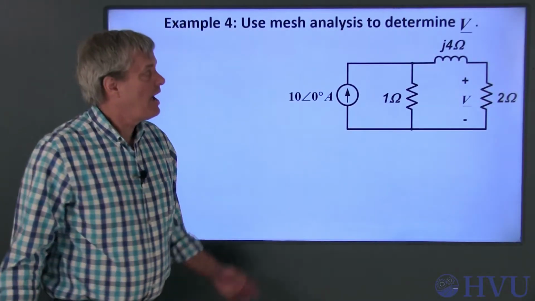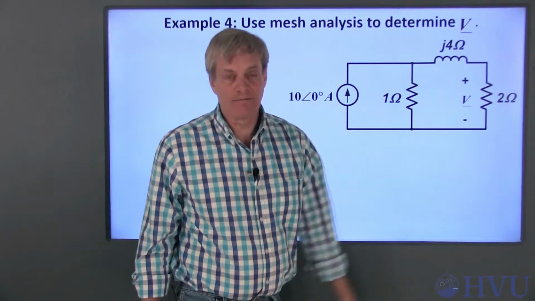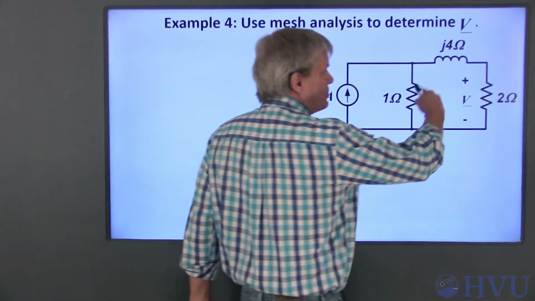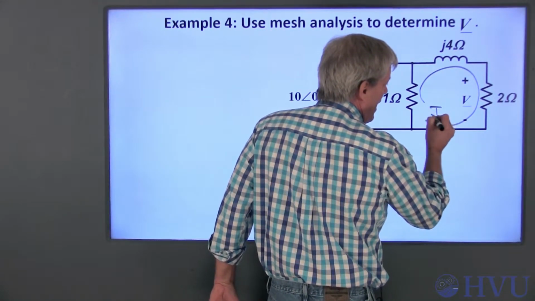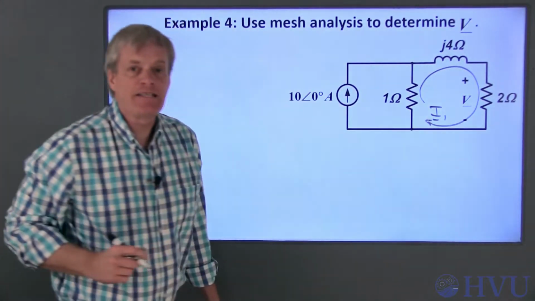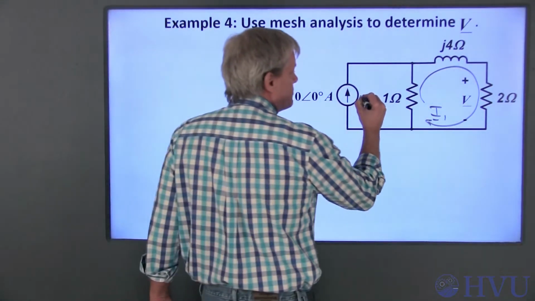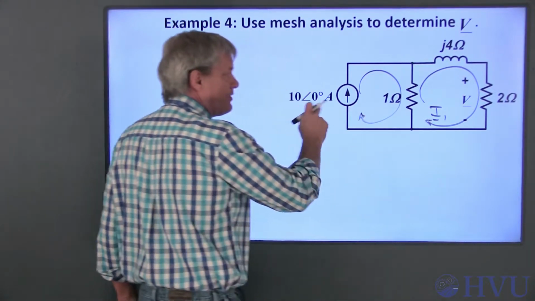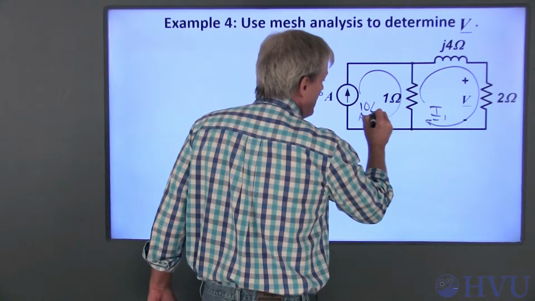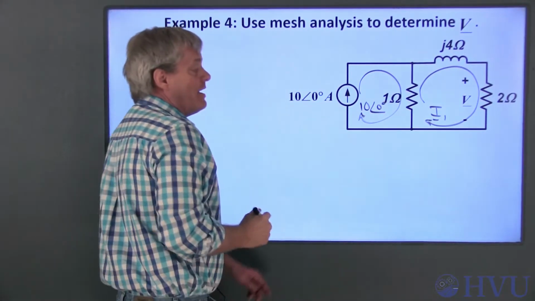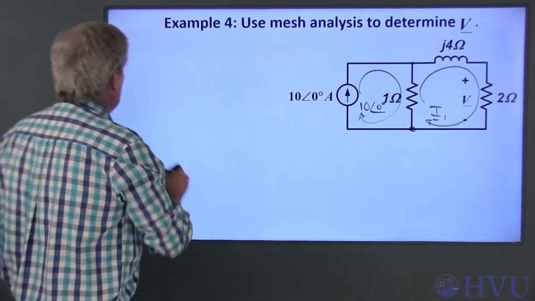In this example, I want to use mesh analysis to find the voltage V in this circuit. This circuit has only one mesh loop. It'll be here, and I need to define that as a phasor I_1. Now I'm going to create a constrained loop to account for the current through this current source. That's also a phasor. It's 10 at an angle of 0 degrees. Now I'm going to start down here and do KVL around that loop.